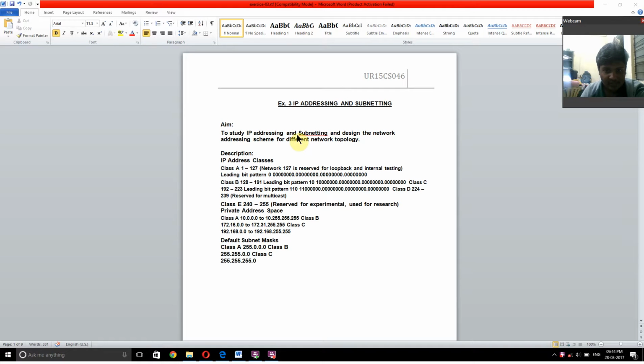Today I am going to do the third experiment in computer networks, that is IP addressing and subnetting. For this we have to know the IP address classes: class A, class B, class C, class D and class E. Each will have some ranges.